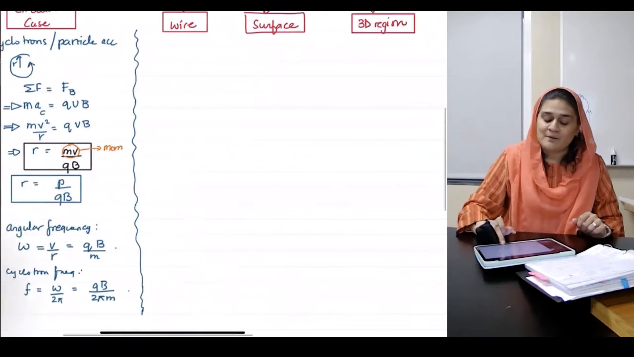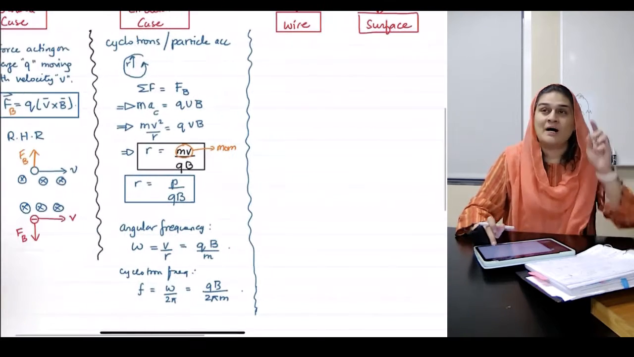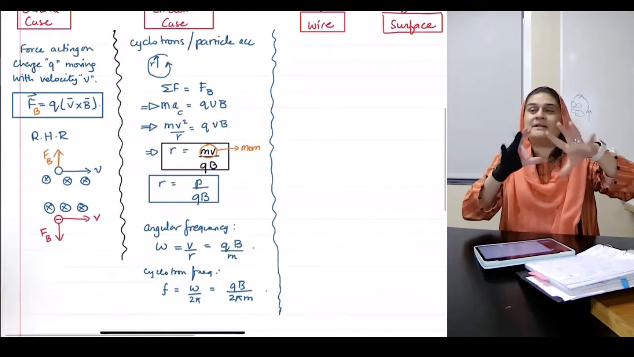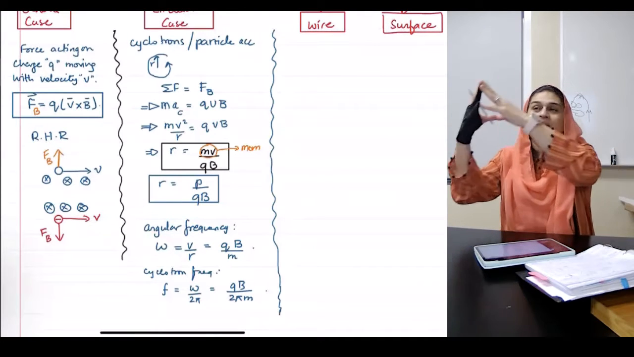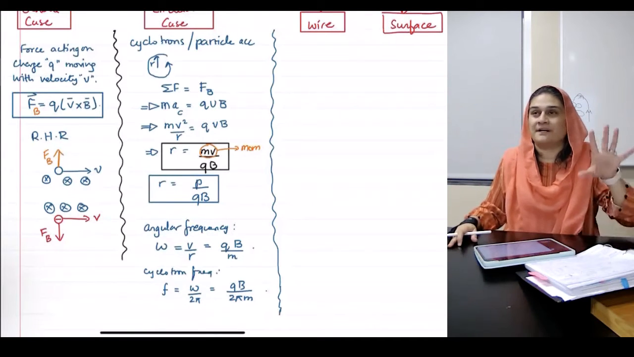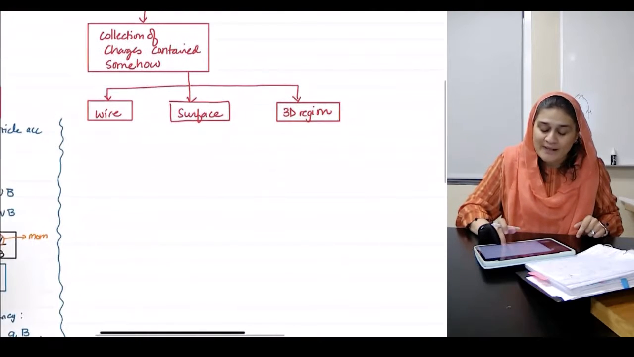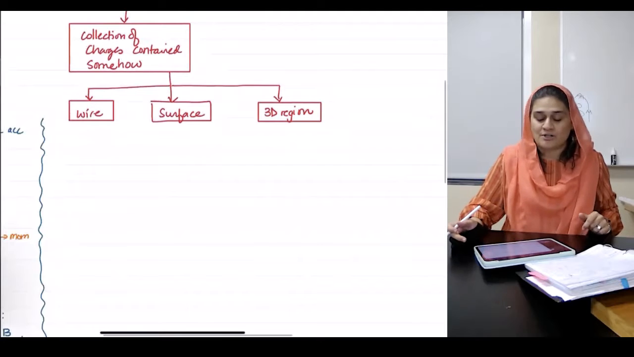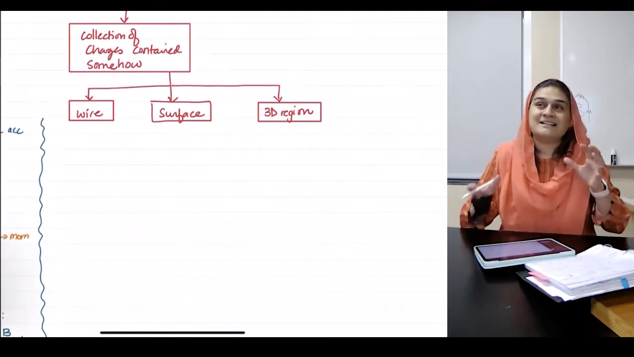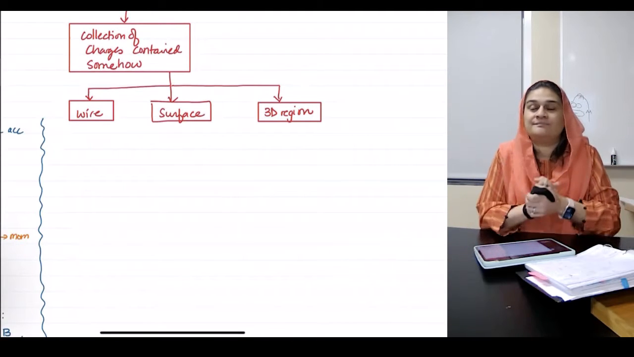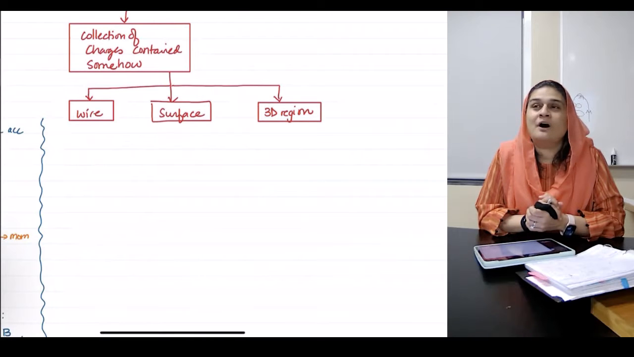Okay, so now what happens? So this was one charge moving, right? An isolated charge moving by itself in a B field, in a magnetic field. Now, what happens when a collection of charges are somehow contained? What do we call a collection of charges moving?